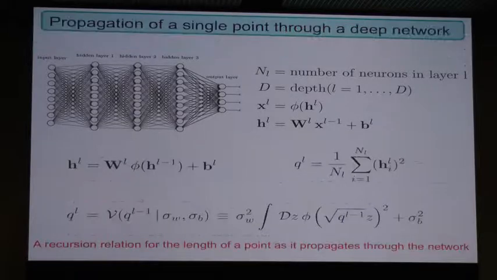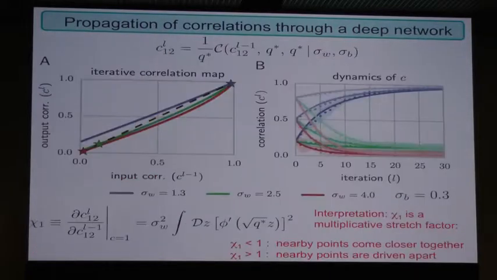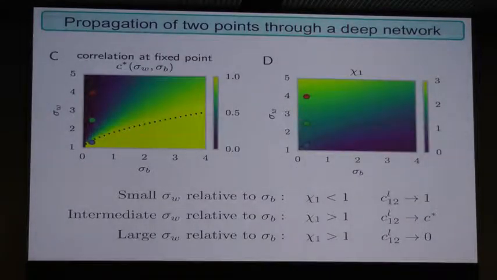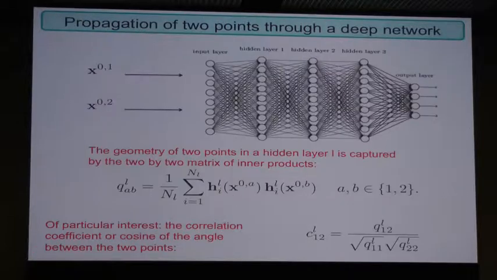Just because it's a shorter talk, I'm going to skip the details of a single point and go directly to two points and tell you the answer. So what we find in the system is a phase transition. For sigmoidal nonlinearities, for tanh nonlinearity, we find a phase transition here. Let me just give you the definition. So let's say that I have two patterns in the network. So two input patterns here propagate through the system.